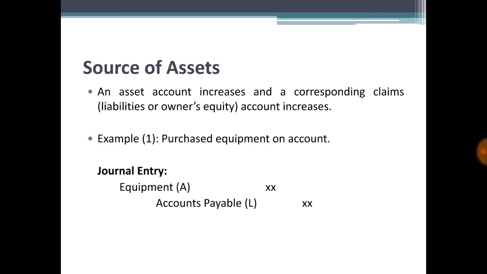So our journal entry will be a debit of equipment and a credit of accounts payable. Now, going back to our rules of debit and credit, whenever we debit an asset account, it indicates that the asset increases. At the same time, whenever we credit a liability account, the liability increases. So in our example, the equipment is debited and the accounts payable is credited, meaning both the asset and the liability account increase. So this is one example of the source of assets.